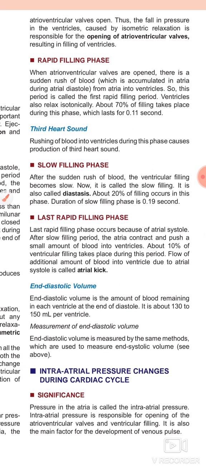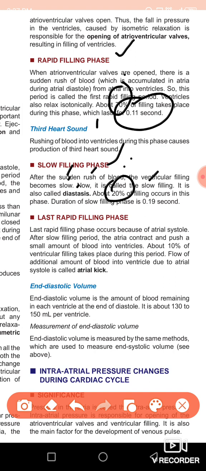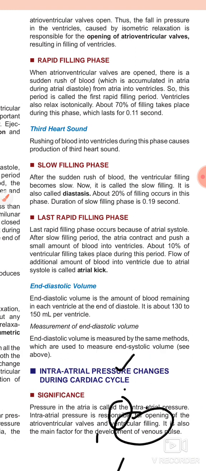First is the rapid filling phase, then the slow filling phase. In this phase, after the rush of blood, the ventricular filling becomes slow, because the amount of blood is decreasing. So this is called the slow filling phase, or diastasis. About 20% of filling occurs in this phase: 70% filling in the rapid phase, 20% in this phase. The rapid phase lasts 0.11 seconds, this one lasts 0.19 seconds. Duration increases, but blood amount decreases.